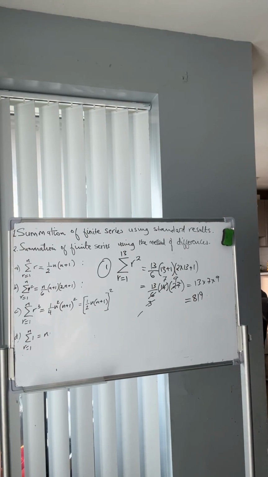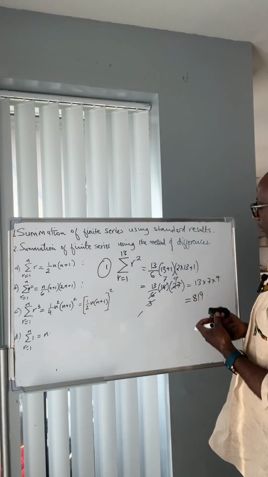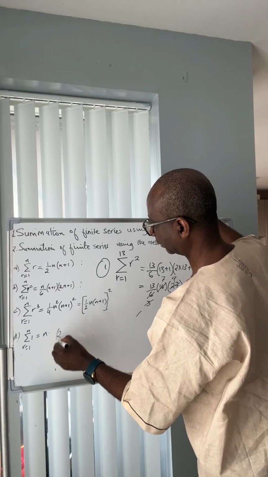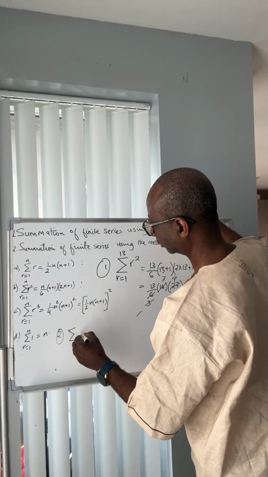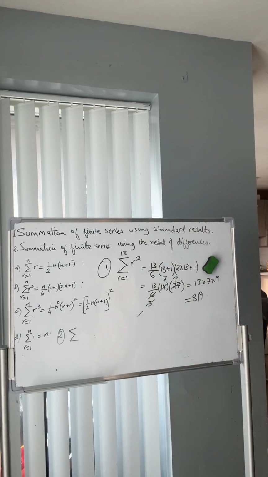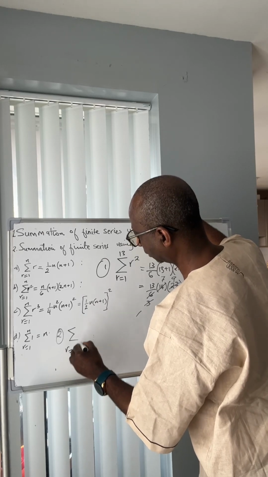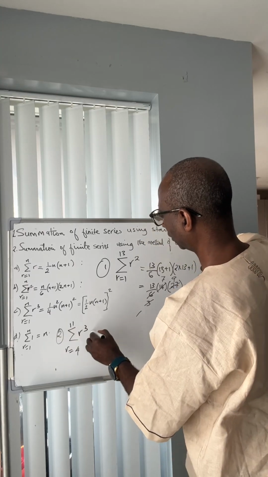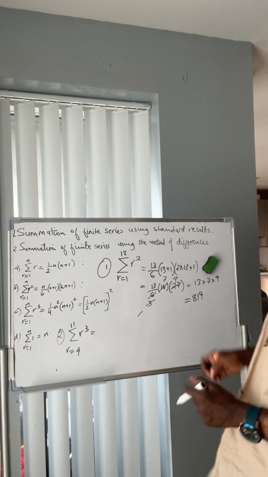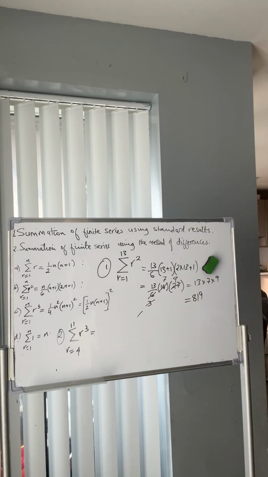Now you are given the summation of r cubed, from r equals 4 to 11. You are asked to find the summation of this one.